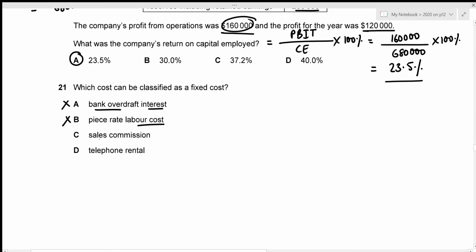Then we have sales commission. So sales commission is also going to be dependent on the number of units sold.